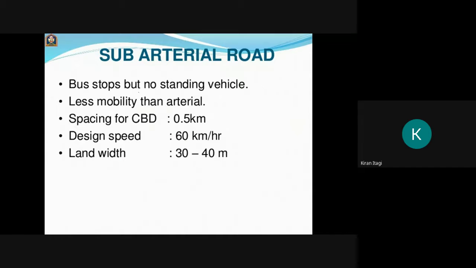And the subarterial roads: bus stops but no standing vehicles. Here we have less mobility with respect to the arterials. Spacing will be from 0.5 kilometer. Design speed will be 60 kilometer per hour and lane width will be 30 to 40 meter. Sorry, my bad, 30 to 40 meter.